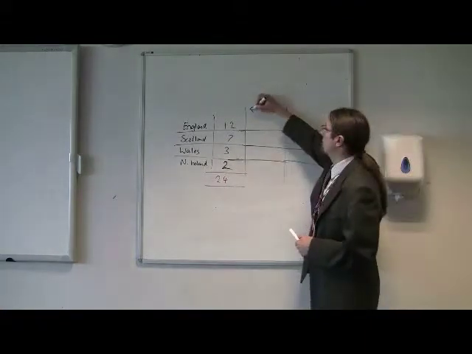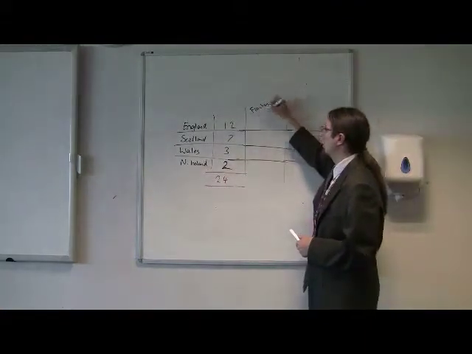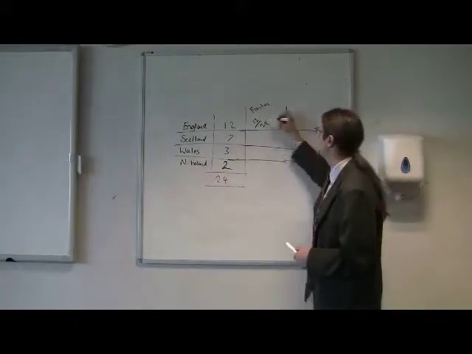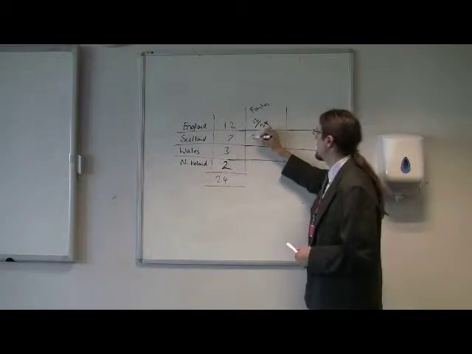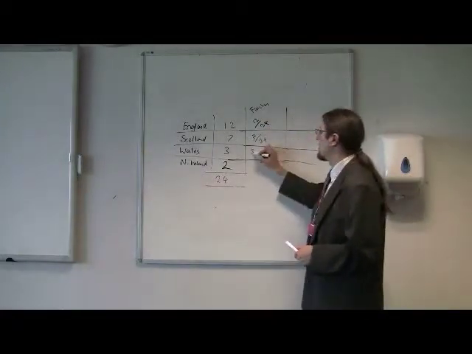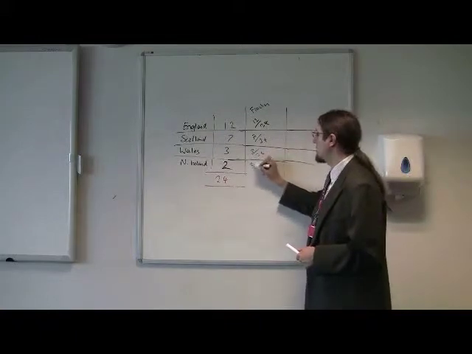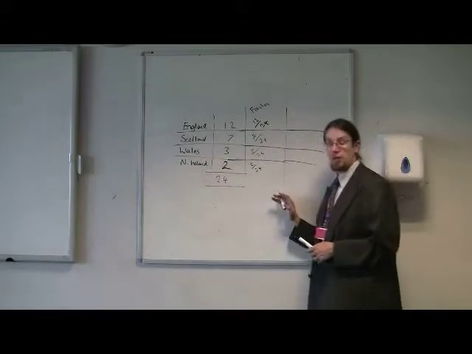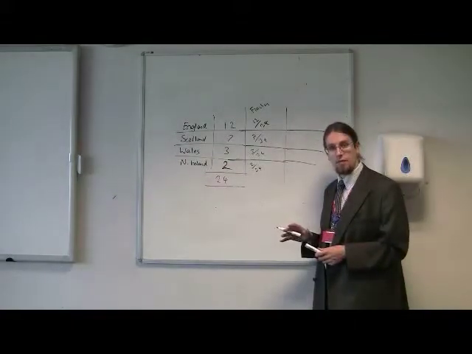Therefore, as a fraction, 12 out of 24 people were born in England, 7 out of 24 were born in Scotland, 3 out of 24 Wales, and 2 out of 24 Northern Ireland. You can simplify those fractions if you want, you don't have to.